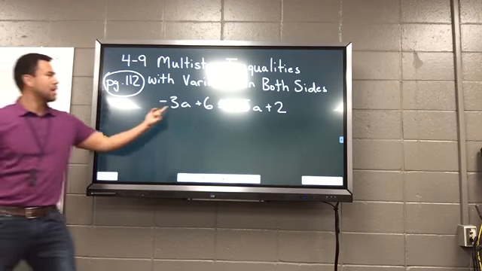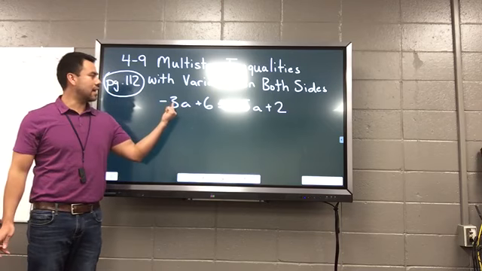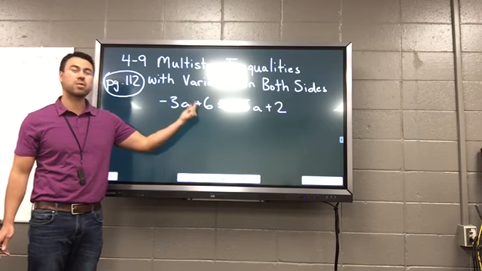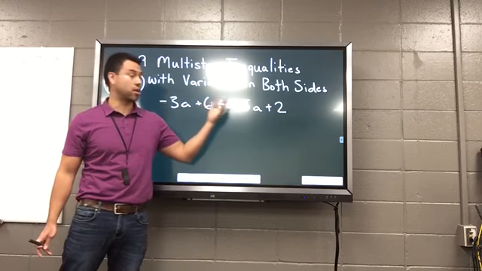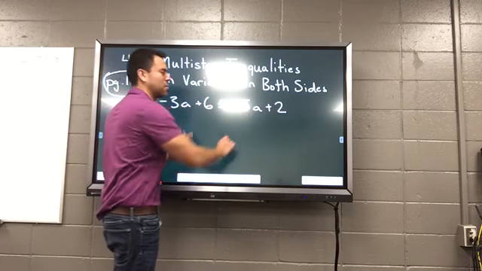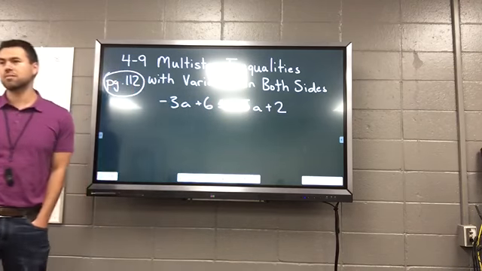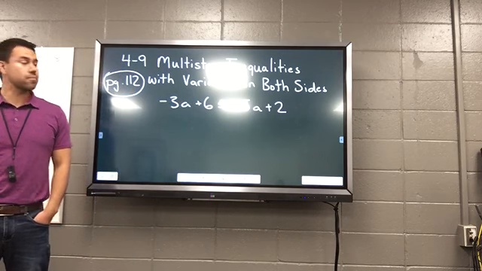Do we start saying what's happening to a first and second? We really can't do that because you're having a lot of things happening at the same time. We don't want that. So what do you do, Wilson? Make the variable on the same side. Mm-hmm. And how do we do that?